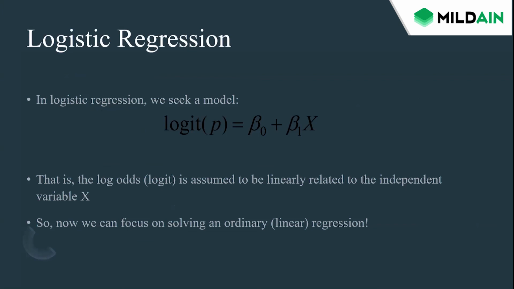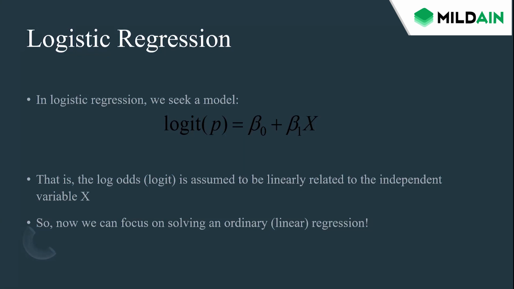Is it my simple logic with respect to statistics? Logit of P, where P is a probability, equals B naught plus B1x. Guys, please look at this formula. Logit of P: what is this P? P is a probability. Am I right? The log odds, that is the logit, is assumed to be linearly related to the independent variable x, correct?